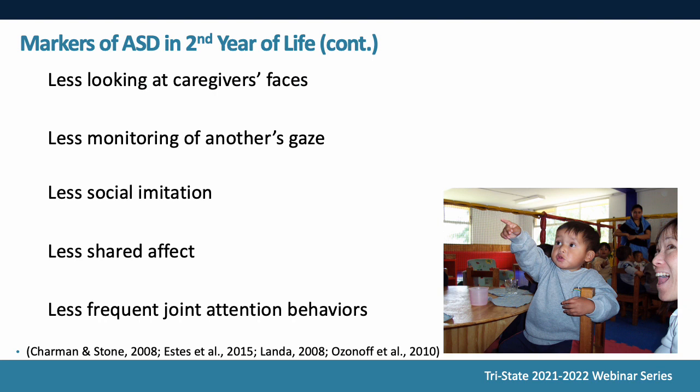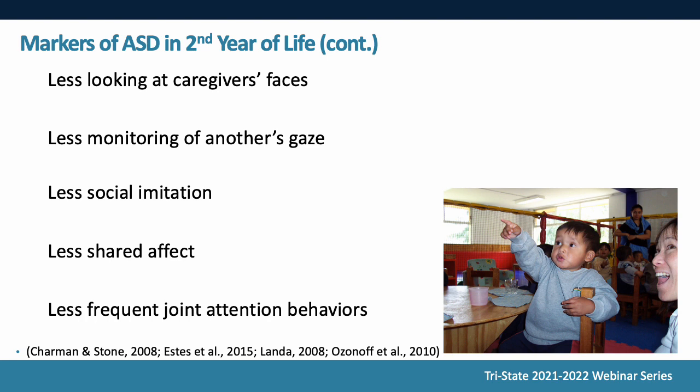Other markers to look for: less frequent looking at the caregiver's face, especially to get information about how I'm supposed to feel about this or what's going on. So there's a lack of co-regulation or relying on the parent for young children with autism. There's less monitoring of what other people are looking at, less imitation of how they behave and act in their social and emotional affects. There's less sharing of emotion.